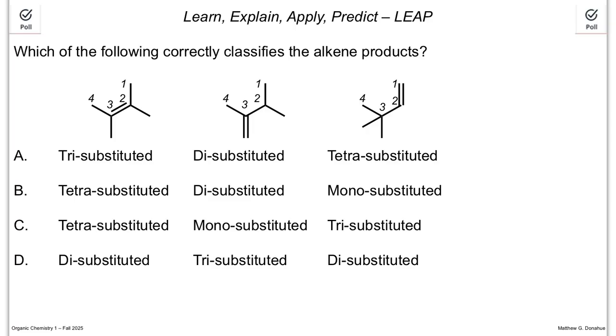So of the 3 alkene products, how are they classified in terms of their substitution pattern?